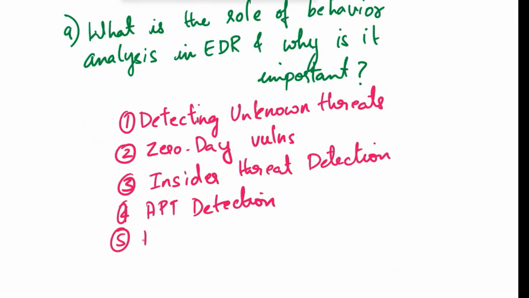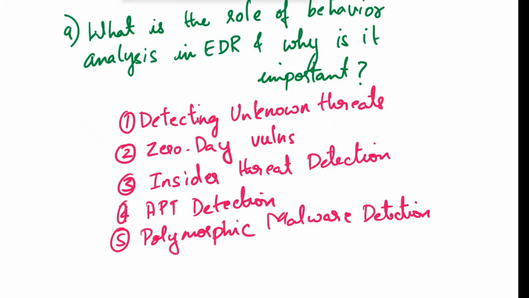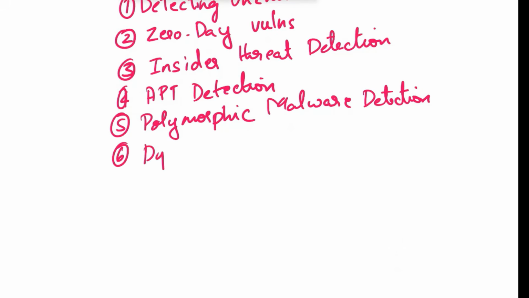The next reason is polymorphic malware detection. Polymorphic malware can change its code to avoid detection by traditional signature based methods. Behavior analysis focuses on identifying unusual execution patterns and activities, helping to catch such malware variants. Then we have dynamic environments. Modern IT environments are dynamic, with endpoints being added, removed, and updated regularly. Behavior analysis adapts to these changes by learning and analyzing new patterns as they emerge.